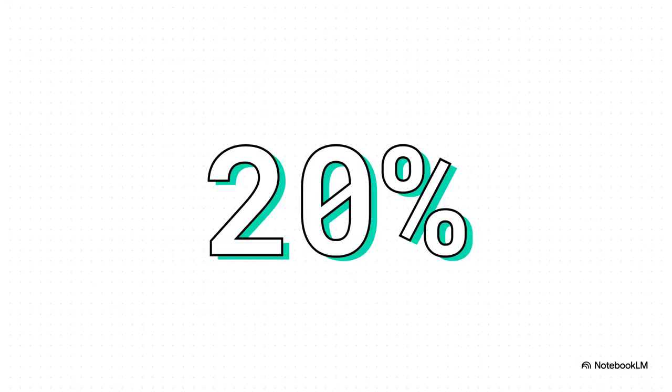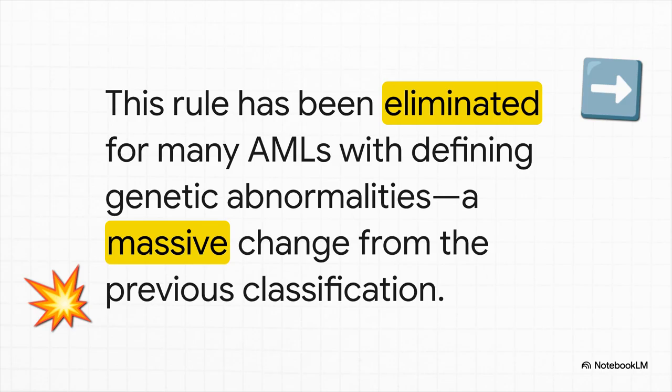For as long as I can remember, there was one magic number in hematopathology: 20%. That was the blast count, the hard and fast threshold you had to cross to diagnose most acute myeloid leukemias. Well, guess what? That rule, it's gone. For a whole bunch of AMLs that are defined by their genetics, you can just throw that 20% blast threshold right out the window. This is honestly one of the biggest, most significant changes in the entire classification.